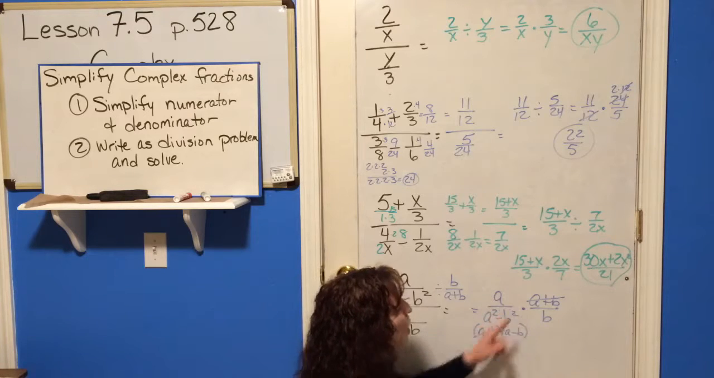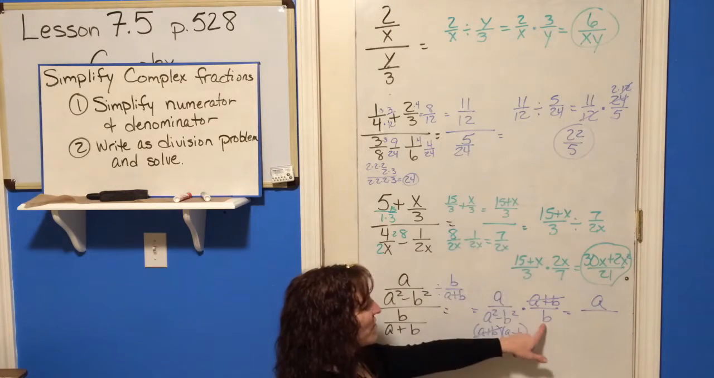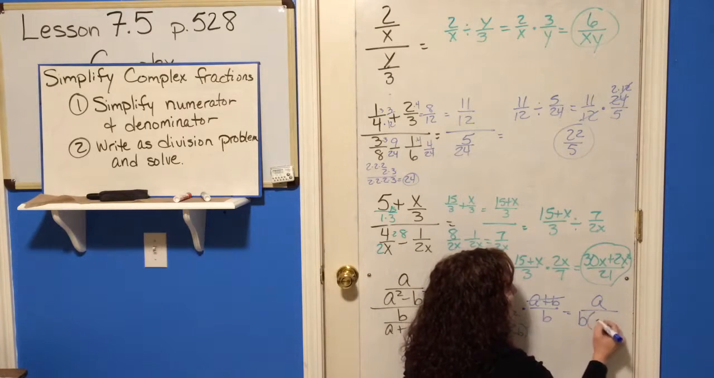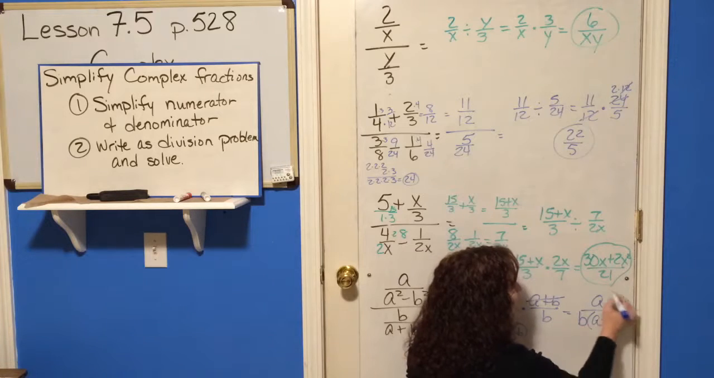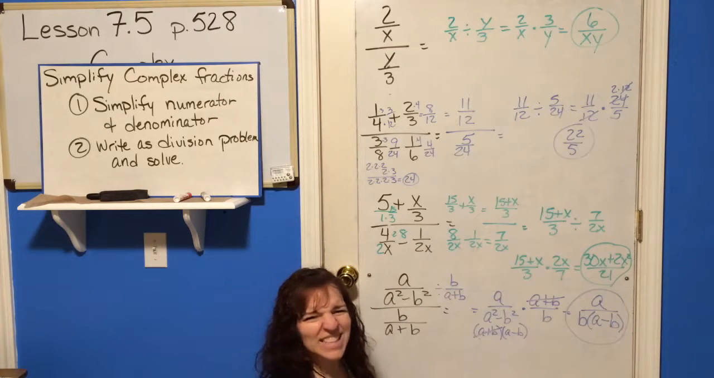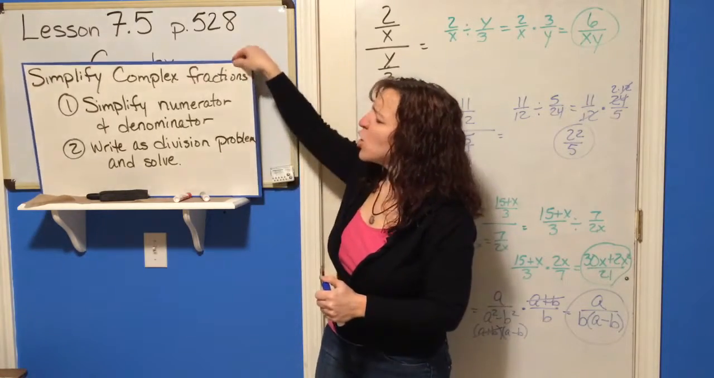So now on top, all we have left is a. And on bottom, all we have left is the b times the a minus b. So we can just leave it b times a minus b, like this. And you can leave it factored. Easy, easy, easy. So really and truly, complex fractions are kind of a misnomer.